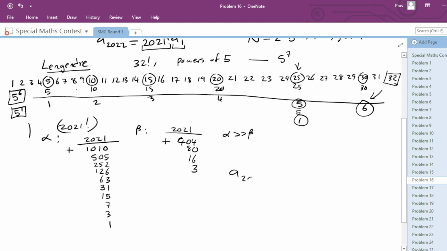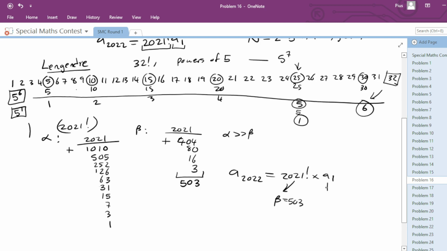So remember, A2022 is 2021 factorial times A1. So from this, for the powers of 5 here, we have beta, which is this number here. Okay, so we can just simply add this. This is 3, take over 1, and we get this 503. So that's the value of beta here.